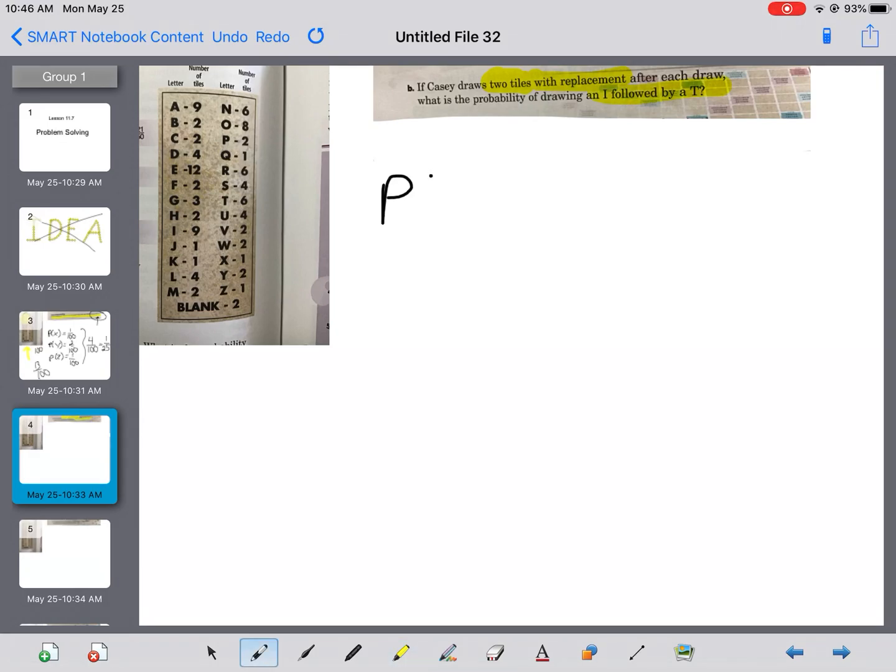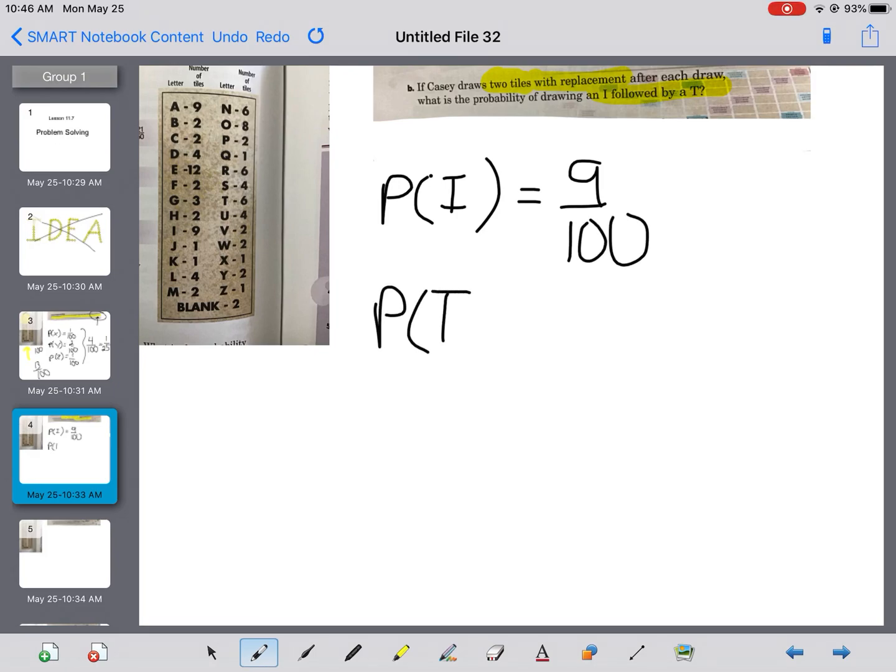What I'm going to do is find the probability of I. Looking at my chart, it's 9 out of 100. And then the probability of T. Now remember, it's an independent event because after I pulled the I, in theory, I put it back in the bag. So there's still 100 tiles for me to choose from.